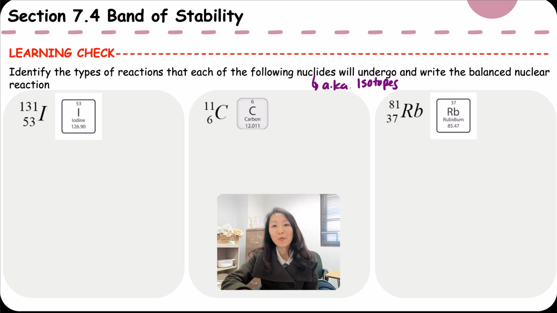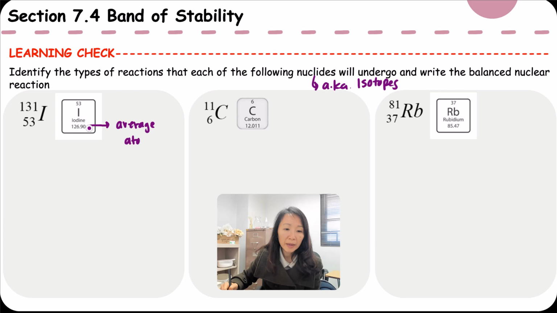So let's go over each one. Let's go over the iodine first. Here's iodine-131. You compare the mass number of the isotope, or the nuclide, and then you look at the average atomic mass. So let me label this again. This one is the average atomic mass, whereas this one is the isotope mass. So the isotope mass 131 is greater than 126.90, so the isotope mass is greater than the average atomic mass.